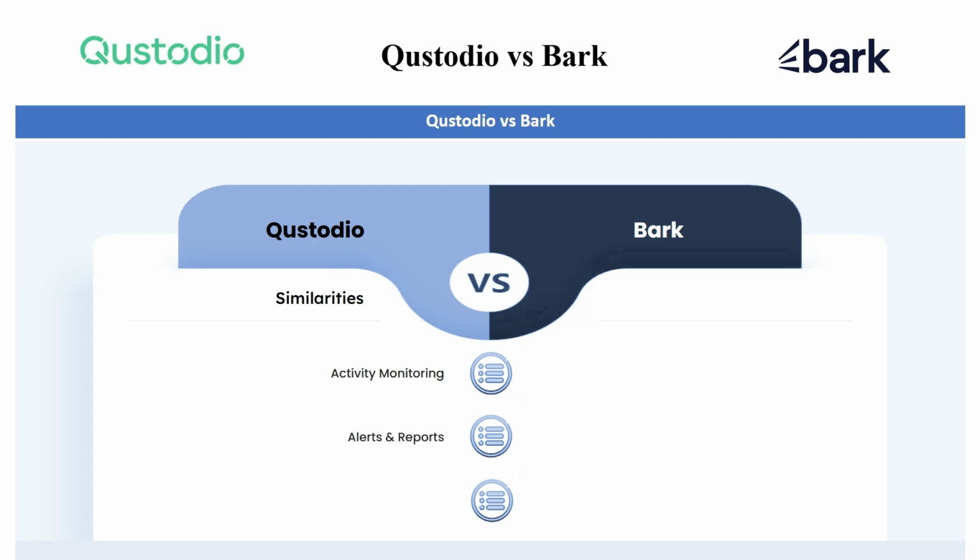The next one we have is alerts and reports. Both platforms send alerts and give you access to activity summaries. Qustodio focuses more on usage data, screen time, blocked sites, and app history, and Bark focuses more on content alerts, warning you about bullying, explicit content, or risky conversations. So both inform you, but just in different ways.